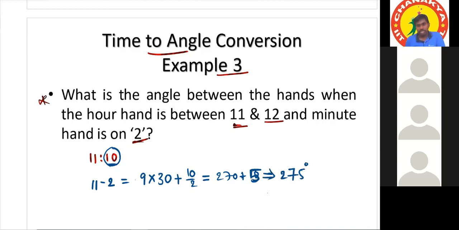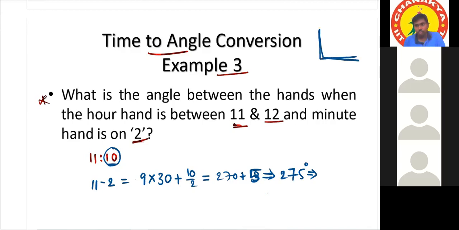Suppose this answer, 275, is not there in the options, then what to do? Say 85 degrees. Very good. Generally, options will be less than 180 degrees. So anytime, remember this point.